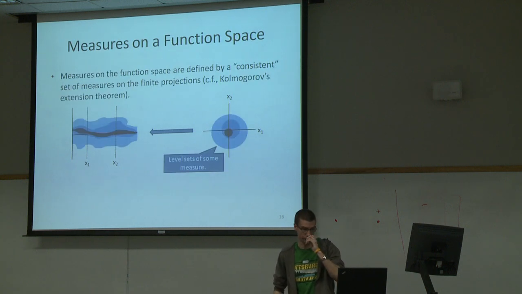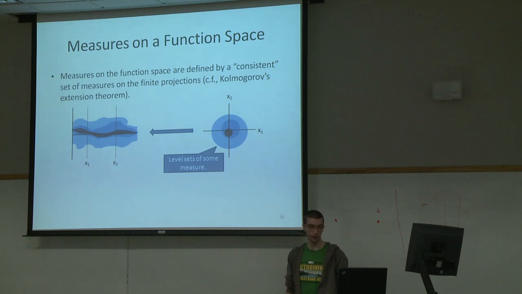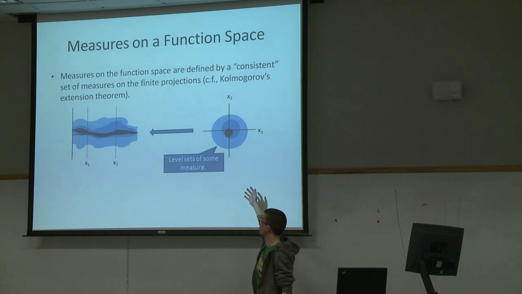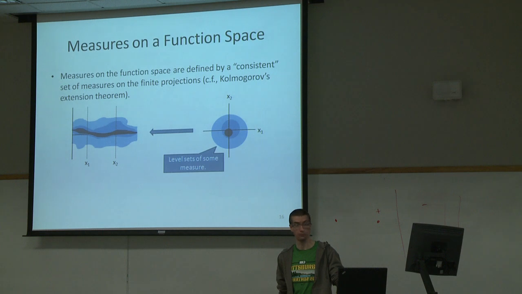All right, the other important thing is how measures are defined on spaces of functions. The way they're typically defined is by taking a set of measures on the finite dimensional spaces which is consistent in some sense, and then if you have a measure on every finite dimensional projection, you pull it back through the map, you get a measure on the function space. This is exactly what Kolmogorov's extension theorem tells you. If you're interested, I recommend reading Probability and Measure Theory by Billingsley. This book's very good.